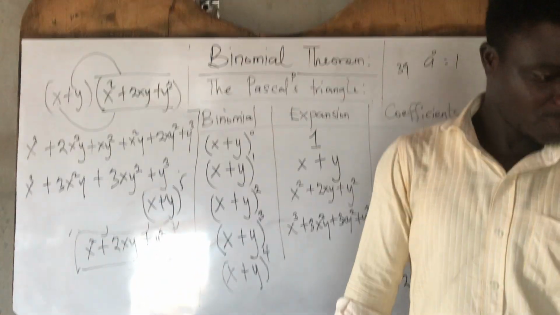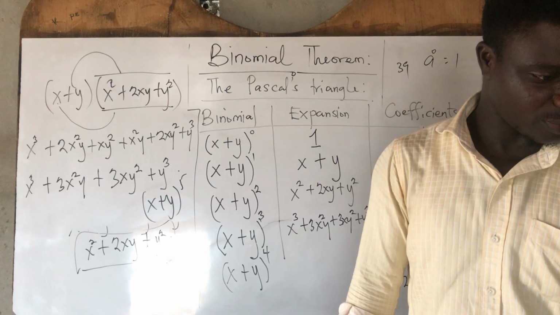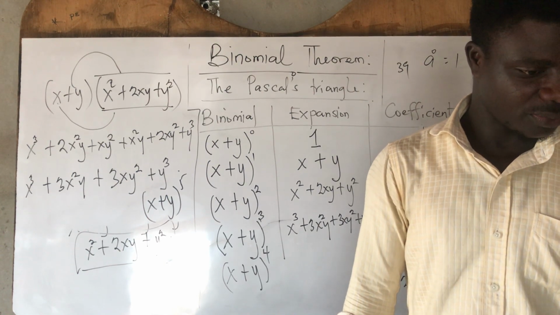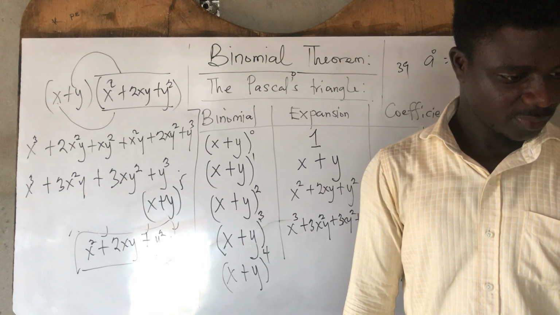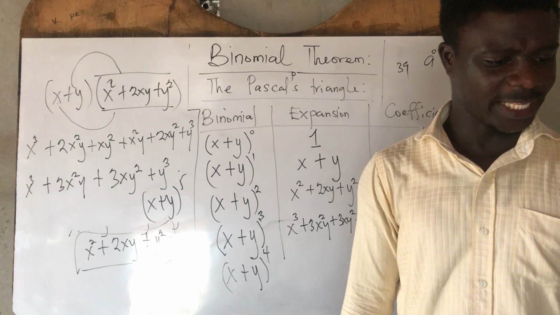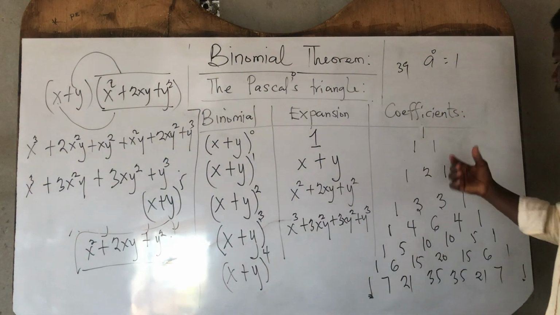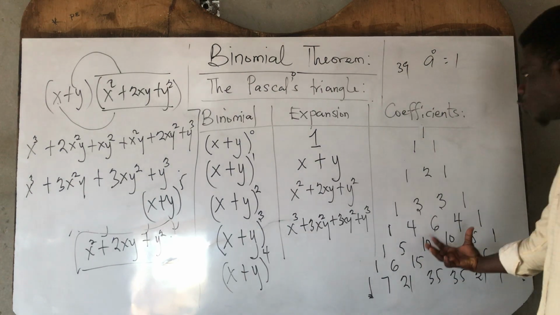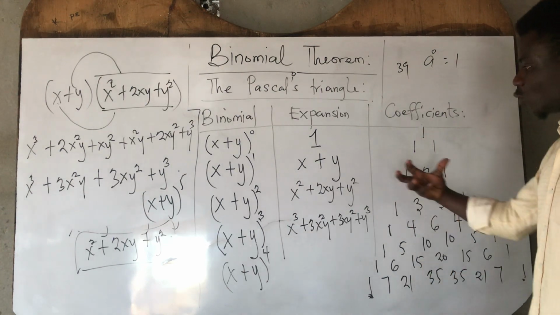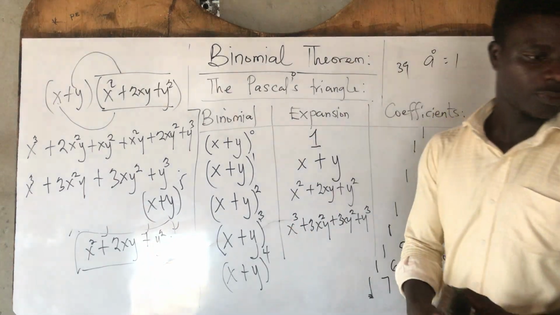Alright. So it's very, very simple to do that. So let's see. A Pascal's triangle gives an easy way of obtaining the coefficients for the binomial expansion. So that's what I'm saying here, that we'll use the coefficients to develop the binomial expansion. Alright.